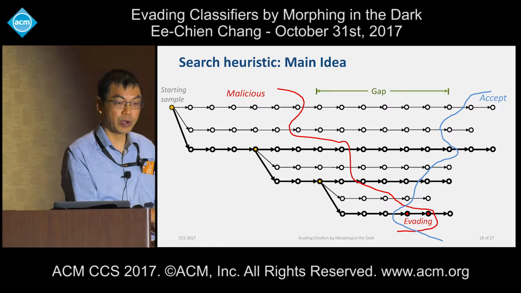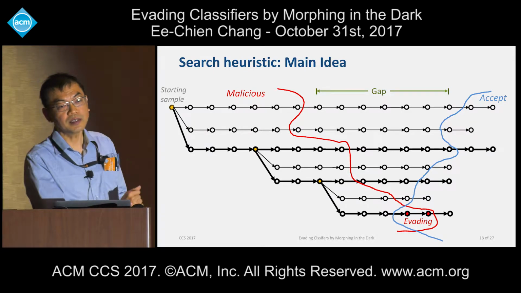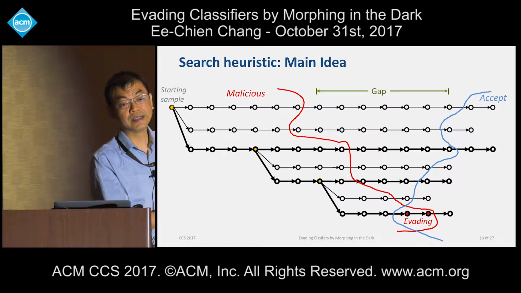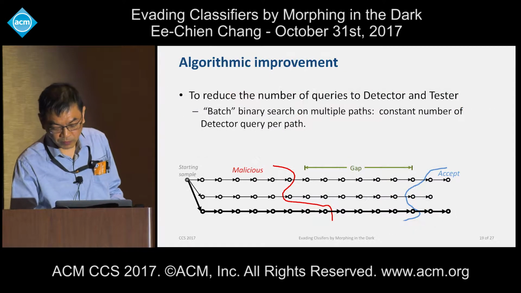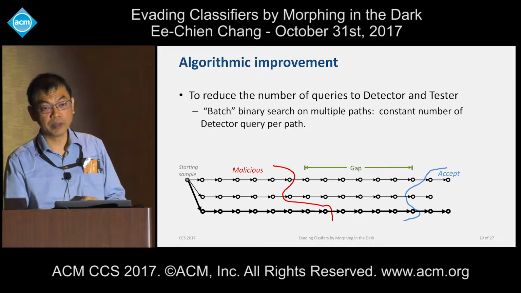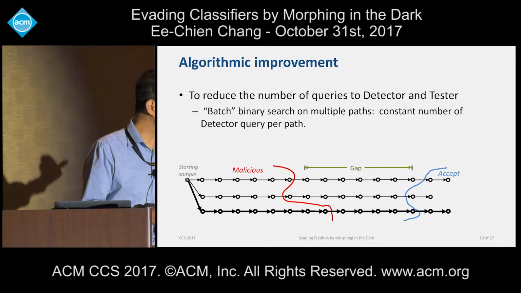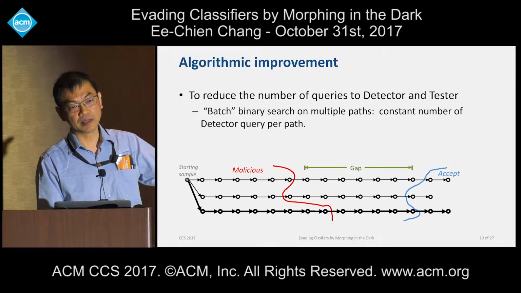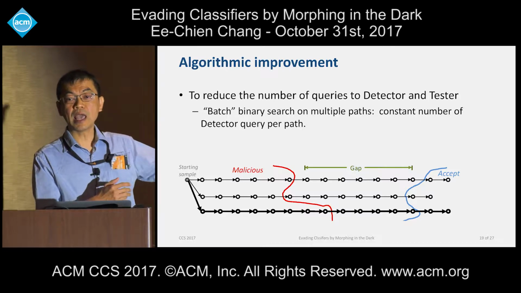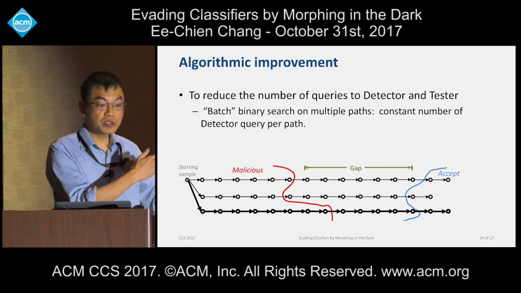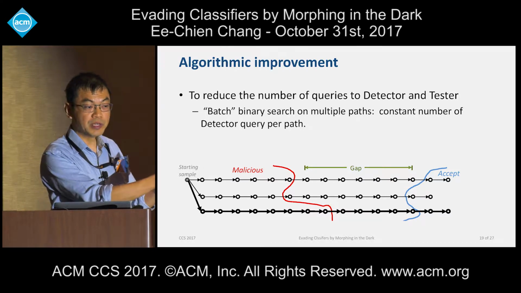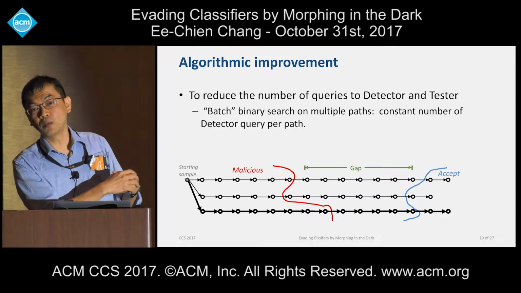For example, for each sample, I need to do a morph, I need to do a test, and then I need to ask the detectors. Fortunately, we can use some algorithmic improvement. You may note that after all, we just need to find the gaps, the boundary. We may be able to use binary search to search for the boundary and then obtain the gaps.